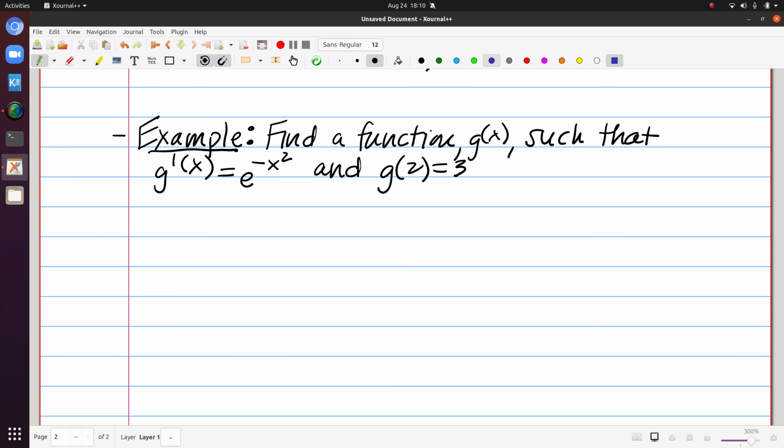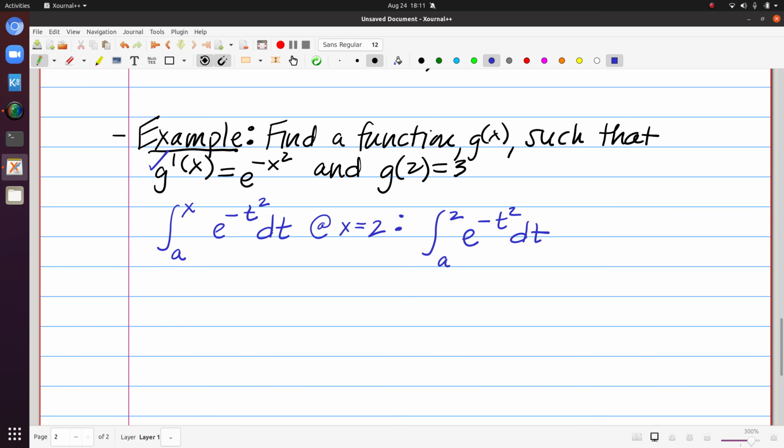Based off of what we've seen so far, I know that I could write down the integral of e to the minus t squared if I were to evaluate that from some number, let's say a, up to x. The function I've written here satisfies this first condition. If that were my guess here, let's think about what happens when we plug in 2. We need the function to evaluate to 3. But right now, we would get that it's the integral from a to 2. But we get to choose the constant a.